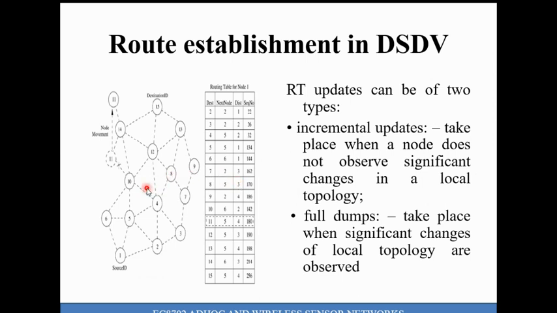In the next case, as I already said, the nodes are highly mobile in nature. If only one particular node moves from this network and joins somewhere else, then you can update the table based on the incremental update. If more than one node has changed in the network, then based on the full dump, we are able to update our routing table.